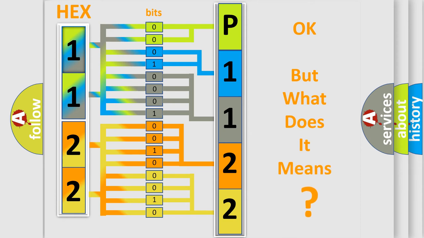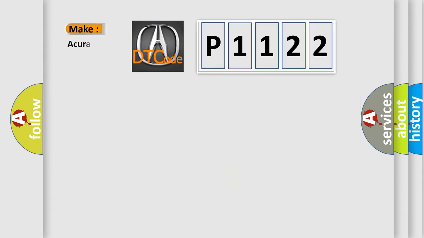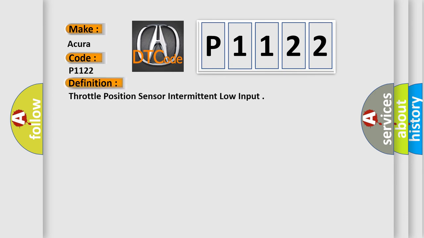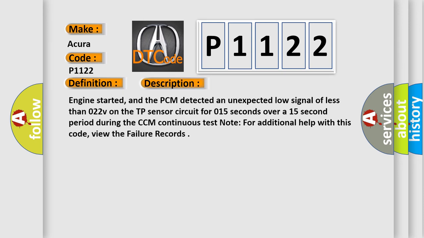The number itself does not make sense to us if we cannot assign information to what it actually expresses. So, what does the diagnostic trouble code P1122 specifically mean for Acura vehicles? The basic definition is throttle position sensor intermittent low input. And now this is a short description of this DTC code.